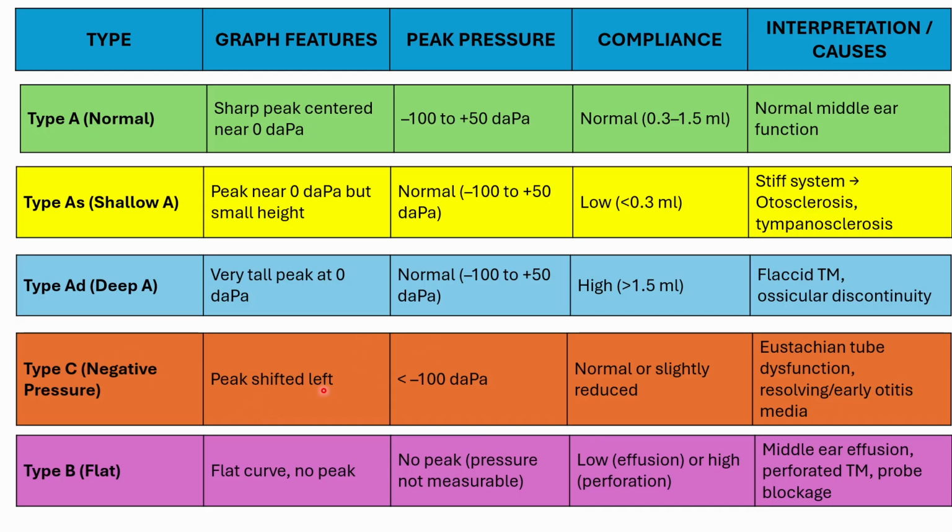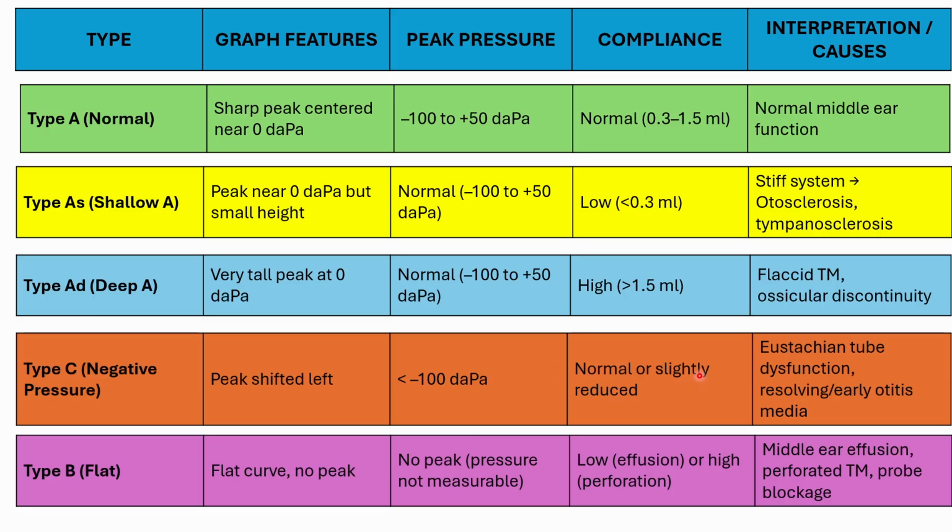Type C, the peak shifted towards the left, in more than minus 100 daPa. Because minus goes down, that's why it's written less, meaning minus 110 is less than minus 100, and so forth. That's why it's written less, meaning it is increasing in a way. I hope you understand what I meant to say.